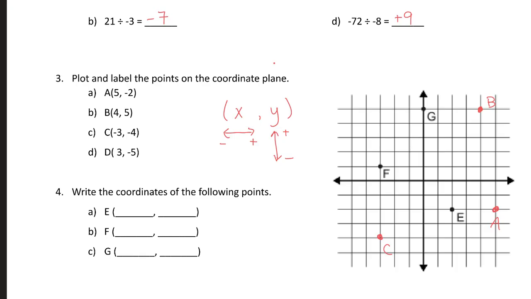All right, the last coordinate we're plotting is at (3, -5). So starting at the origin, since x is positive, we're going to go right 3, 1, 2, 3. And then the y coordinate is negative, so we're going to go down 5. 1, 2, 3, 4, 5.